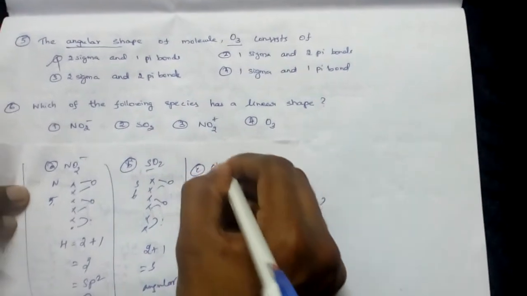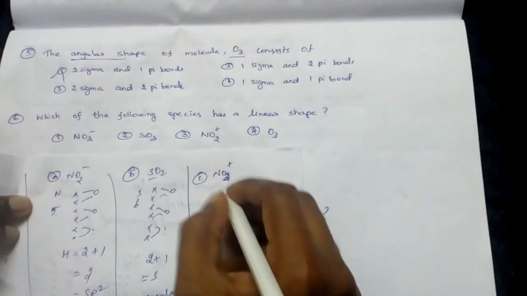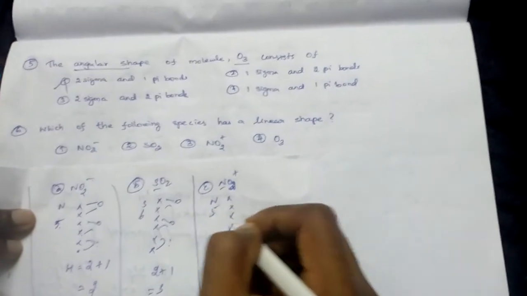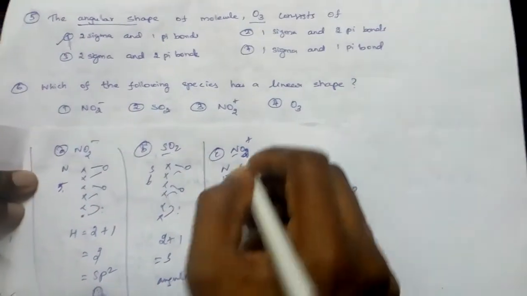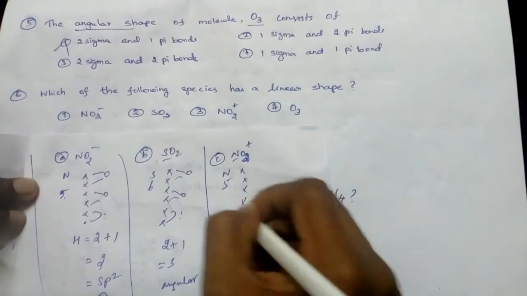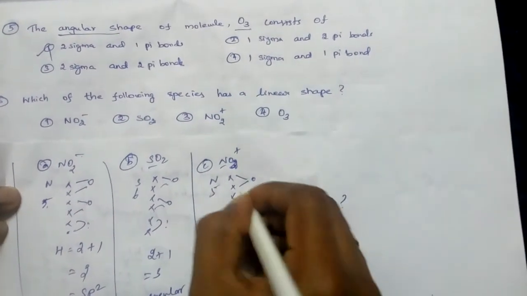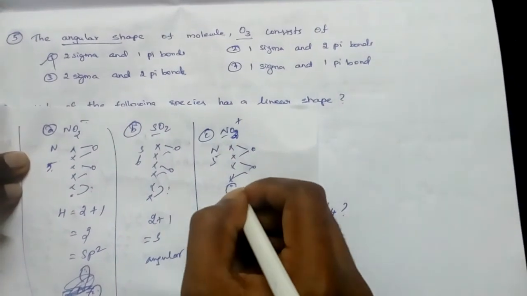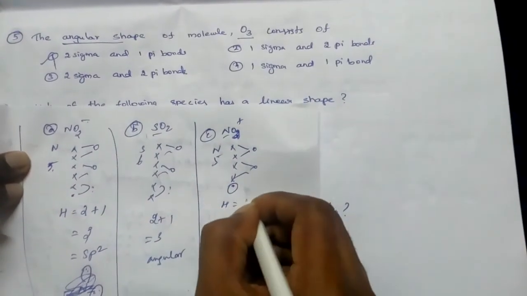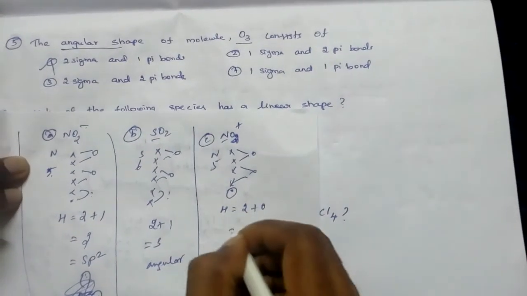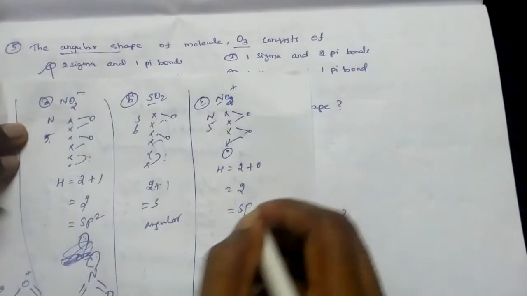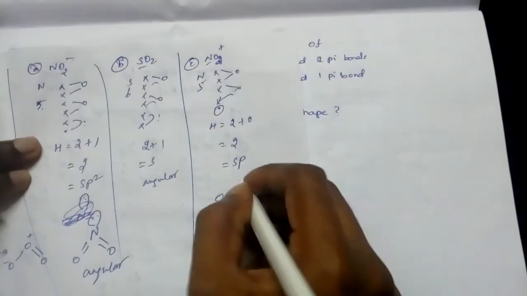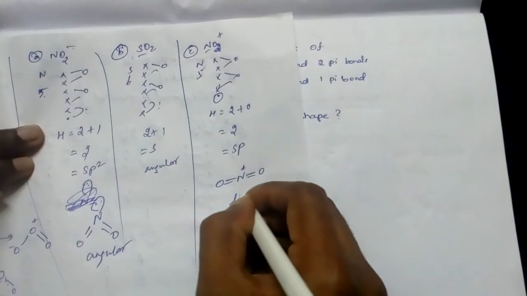Then check the third option, NO2 plus. Nitrogen is the central atom. Nitrogen has 5: 1 2 3 4 5. With the positive charge, we subtract one. So the hybridization H is equal to 2 plus 0, and 2 means sp hybridization. The sp hybridization structure is like this, O N O plus. So this is a linear structure.